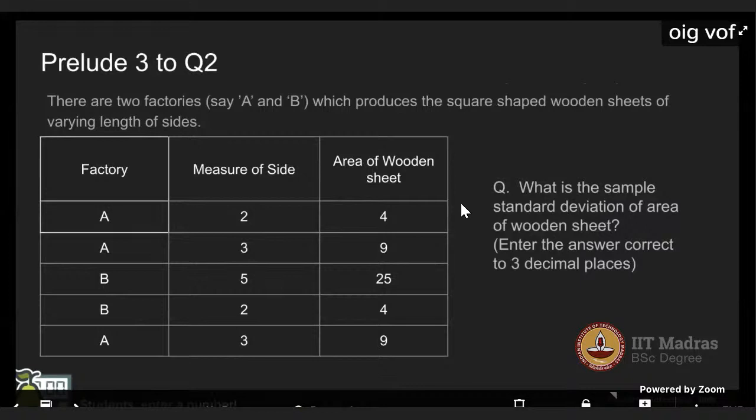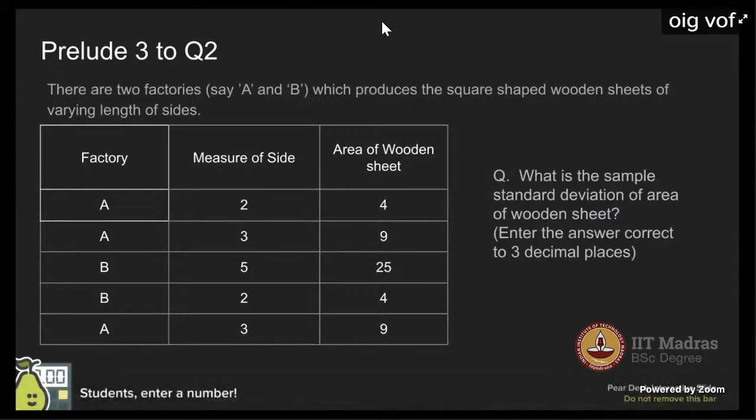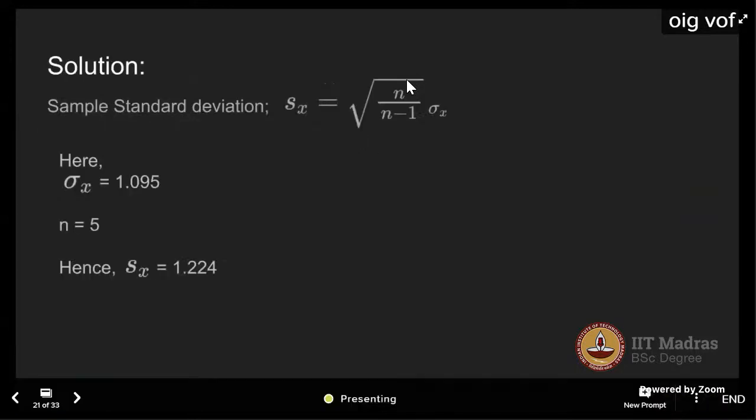Sir, n will be given in the question, no? Yeah, n and population standard deviation were given, then you have to obtain the sample standard deviation. That's the formula we used, right? This is the formula I've just obtained. Put in the value and obtain this answer. I think you are clear with this solution, right? Yes, sir.